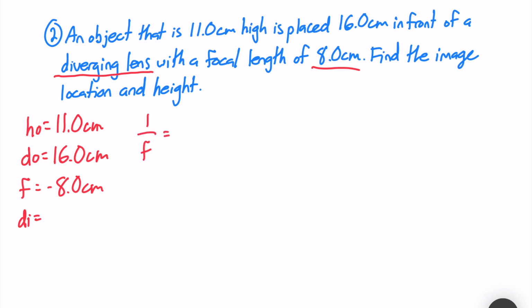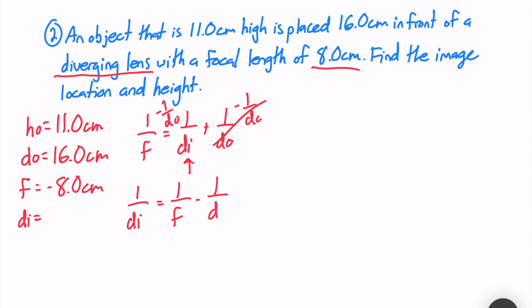So we're going to follow the same process as last question here. We have 1 over f equals 1 over di plus 1 over do. We will manipulate to isolate our di here. So we'll just subtract 1 over do again. That'll cross out. So we'll get 1 over di equals 1 over f, subtract 1 over do, and we'll just fill in our variables here. So we have 1 over di equals 1 over negative 8.0 centimeters, subtract our 1 over do, which is 16 centimeters, and we'll get some kind of decimal number here for 1 over di.